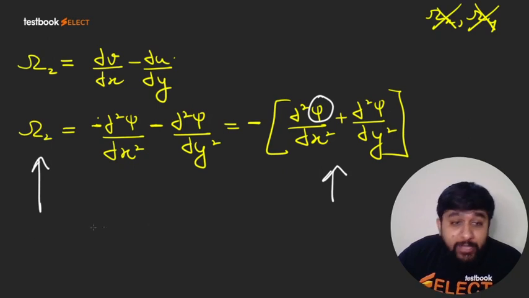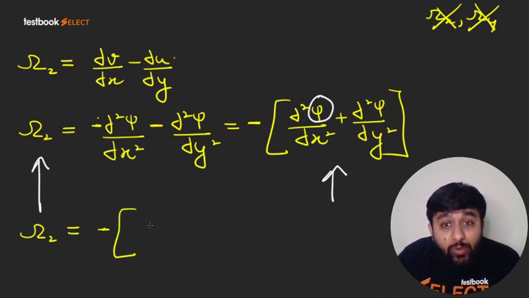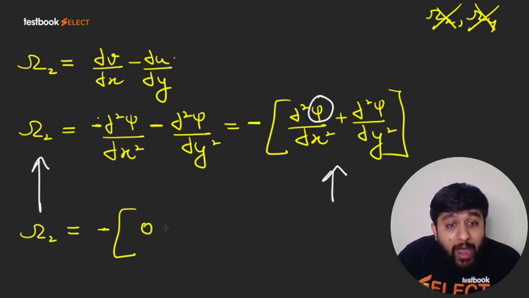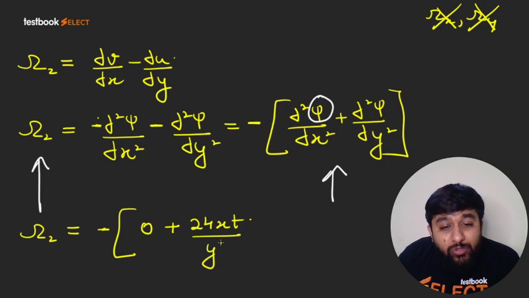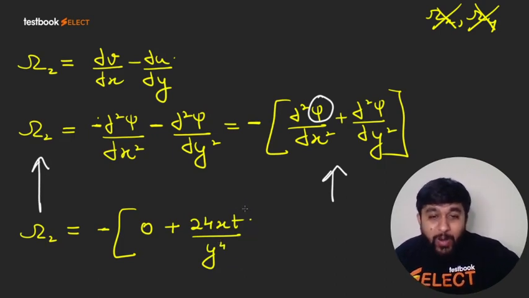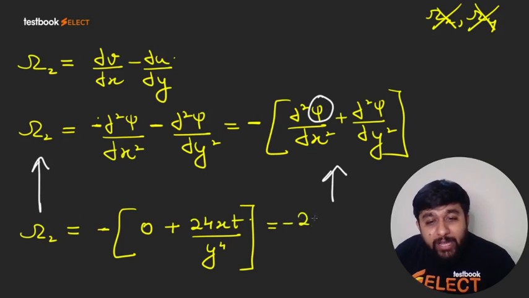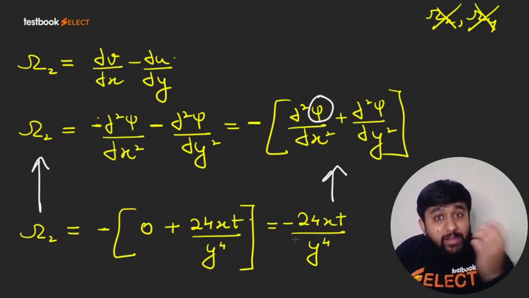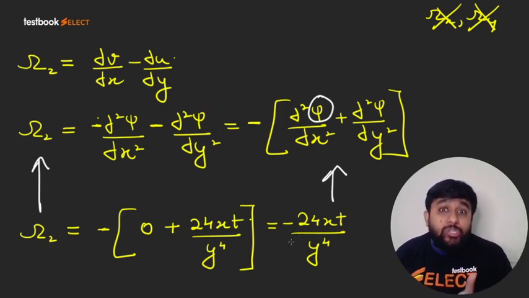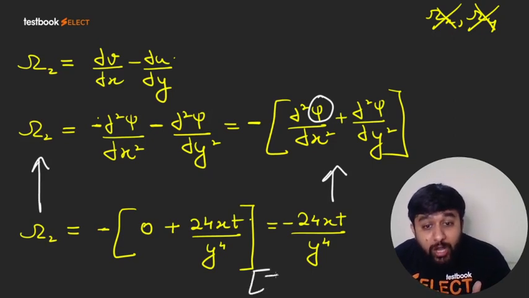But in this particular case, just now we saw ohm z. So how much is ohm z? It is minus del square psi by del x square. But del square psi by del x square is 0. And there is a plus del square psi by del y square. How much is del square psi by del y square? It is 24 xt by y raised to power 4. So I think what you are getting is minus 24 xt by y raised to power 4. So ohm z at a random point x comma y is a non-zero term. So this flow is not irrotational. What kind of flow is there?